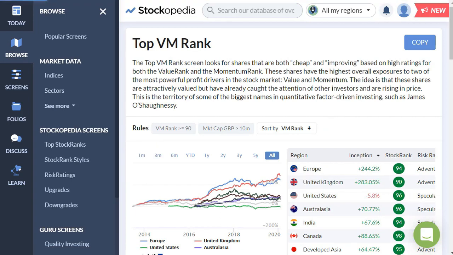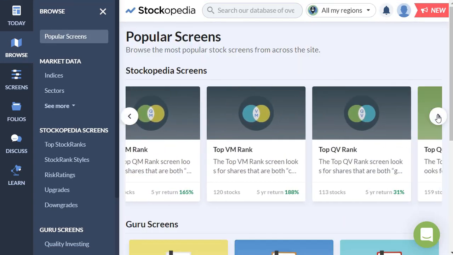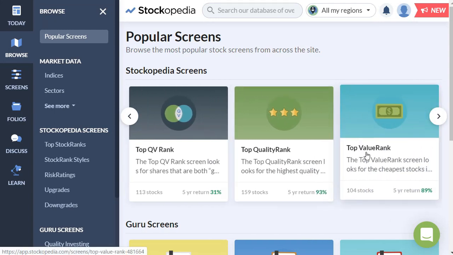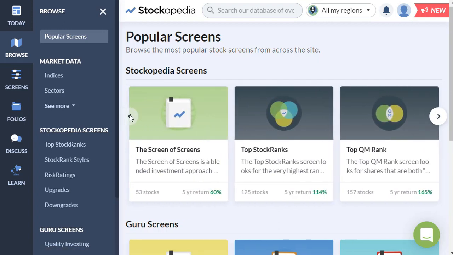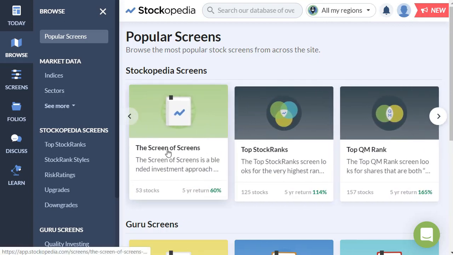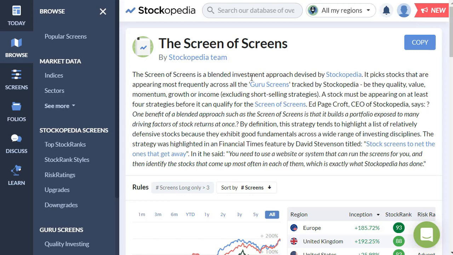Let's just go back to the screens here. And as you can see, there are all sorts of top quality, top value, and so on. You can find pretty much anything that suits your specific investment styles. Here, the screen of screens is a blended investment approach where it has to be a buy in at least 4 different guru screens.